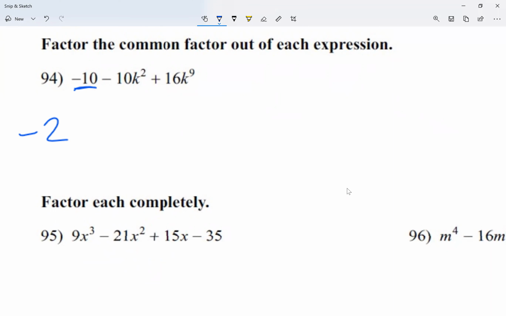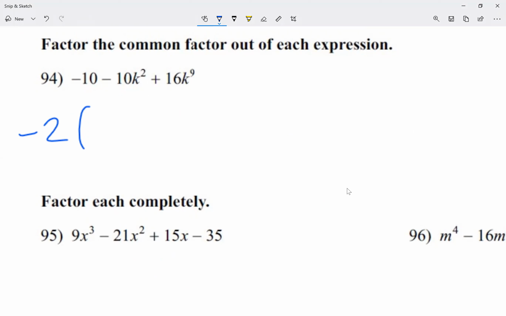If they all had a letter, remove the smallest exponent, right? I cannot remove a letter because the first term doesn't have a letter. So what I'm going to do is the distributive property backwards. Let me divide each number by -2. So basically, I'm going to divide by 2 and switch the sign, right? That's how we divide by -2.